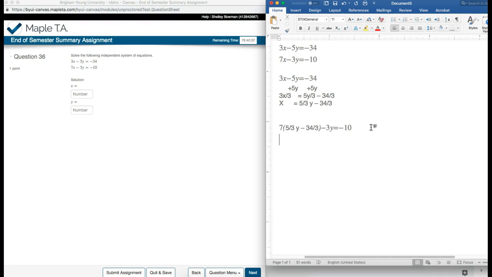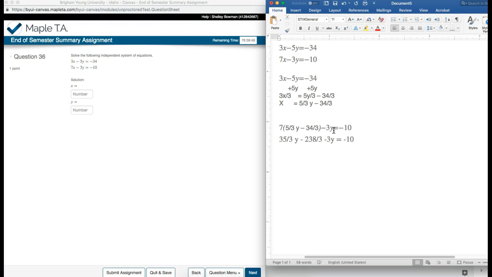So those of you who don't like fractions, the elimination method might be a good option for you. 7 times 5 is 35. And we keep the 3 on the bottom. Nothing cancels out yet. And then 7 times 34, I don't have that one memorized, so I'm just going to use my calculator here. And we get 7 times 34 is 238 thirds. Oh, I forgot my minus sign here. And then the minus 3y, I don't need to multiply by the 7. It's not inside the parentheses, so we'll do that. Equals negative 10.